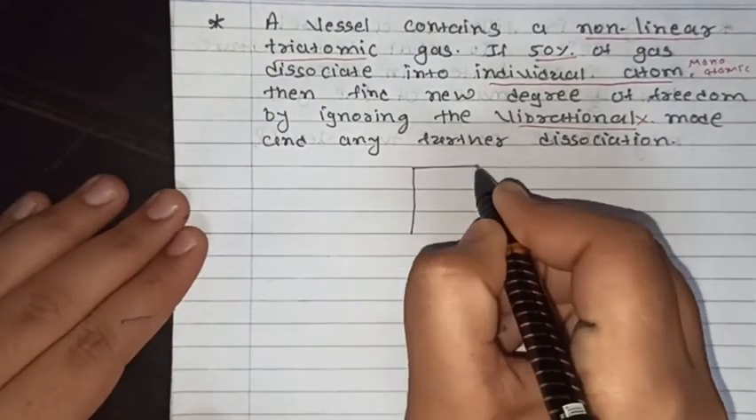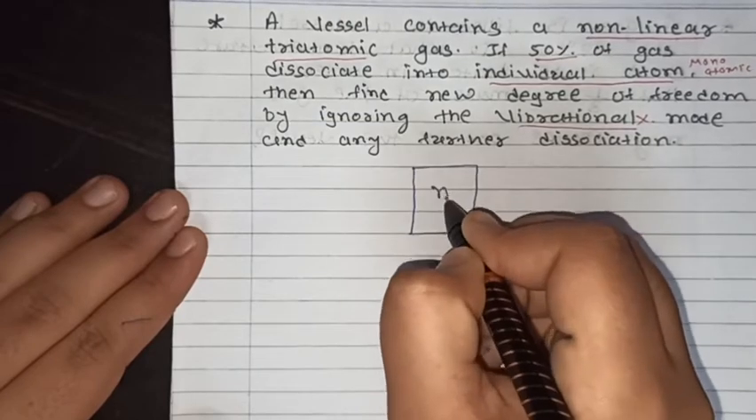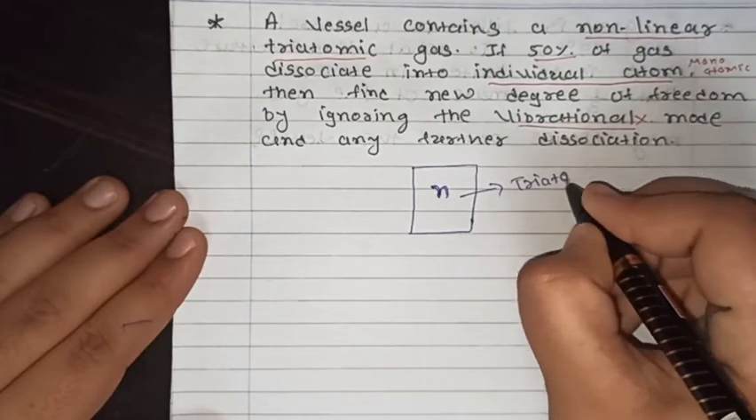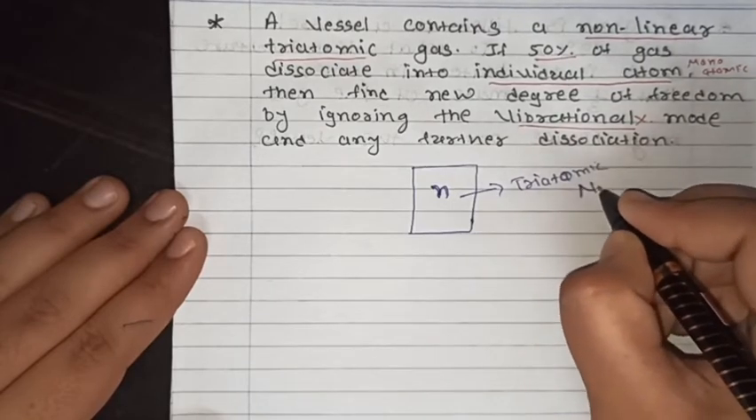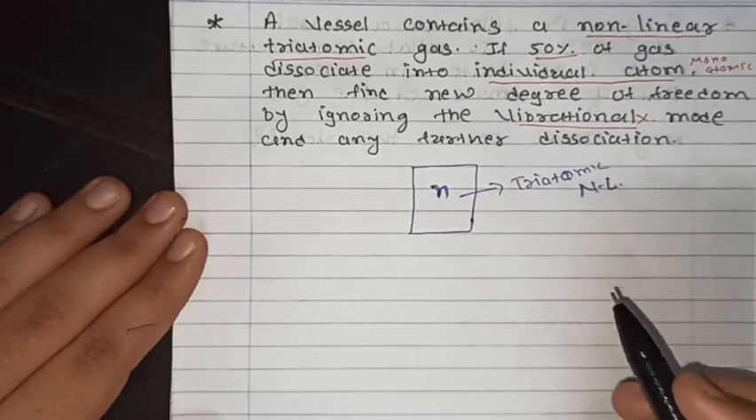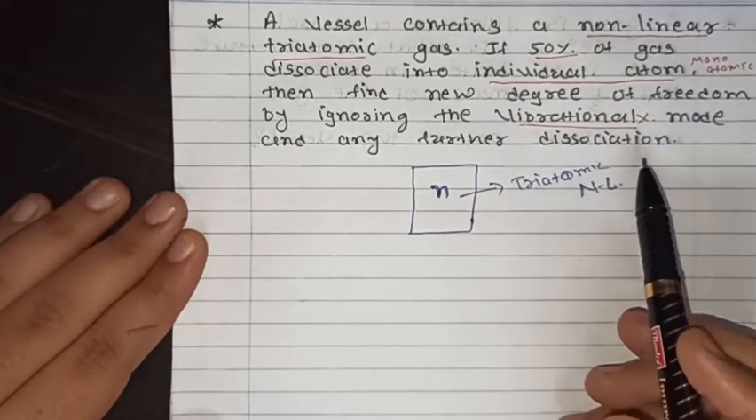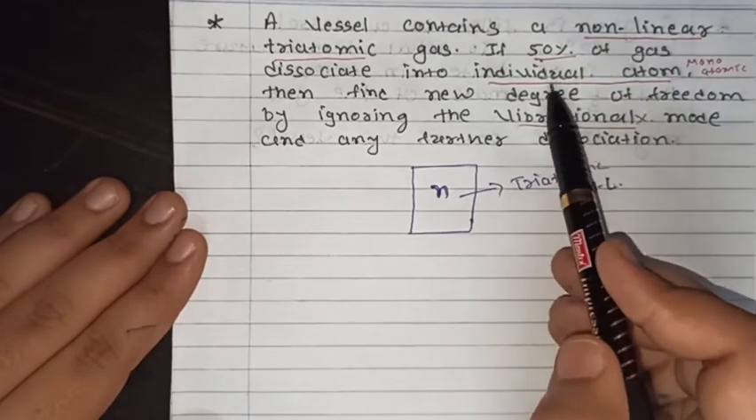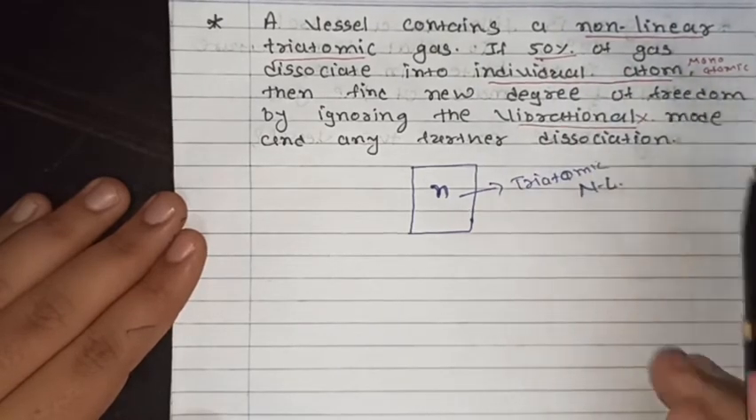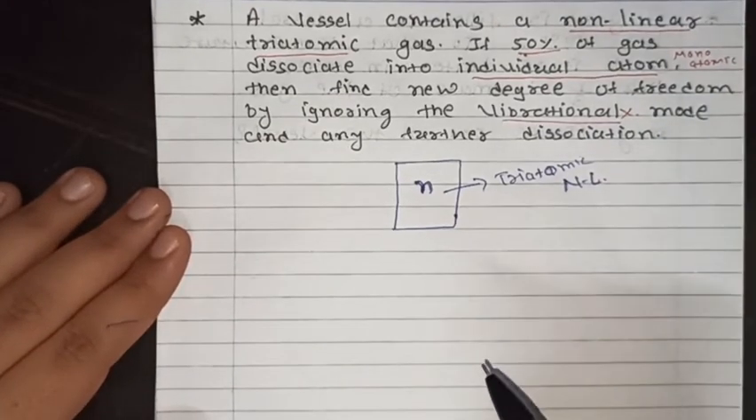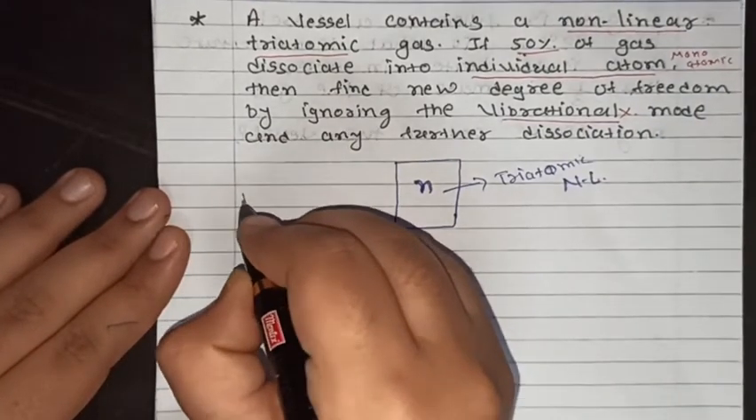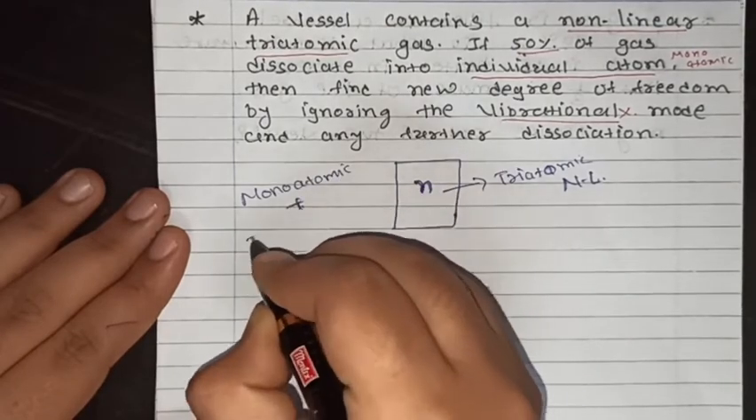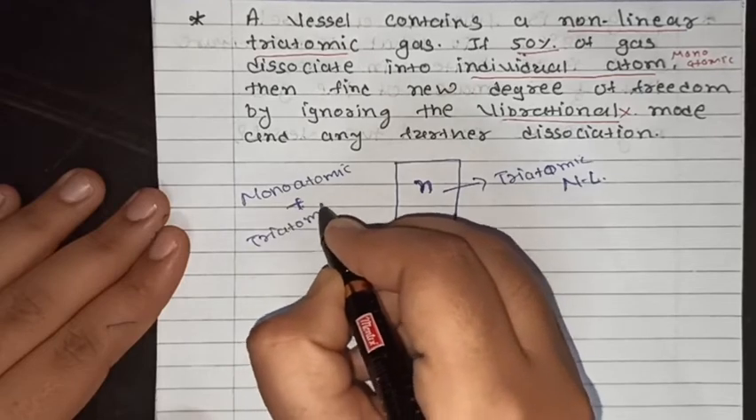Initially we were having some gas, let's say n moles of only triatomic non-linear gas, but now after the dissociation we have the combination of two gases. The 50% is dissociated in monoatomic gas. So after dissociation the gas is the combination of monoatomic plus triatomic non-linear.